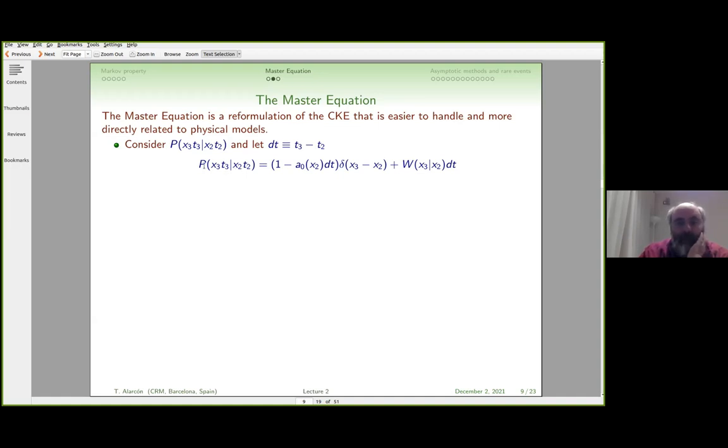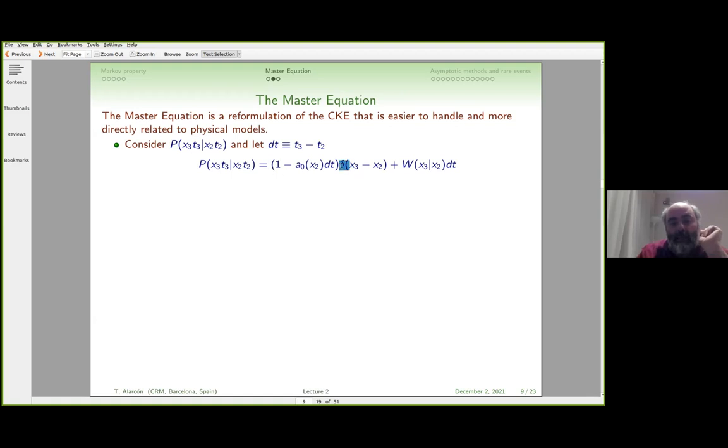So we are going to write a balance of probability for this transition probability. This is the probability of going from X2 to X3. So we have two different options. The system was already at X3 at time T2, which is expressed by this Dirac delta here. This means that the state hasn't changed, so X3 and X2 are identical.